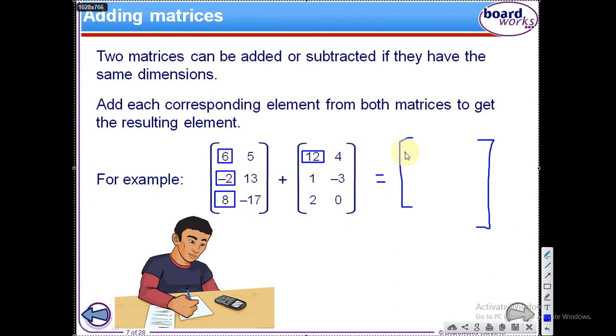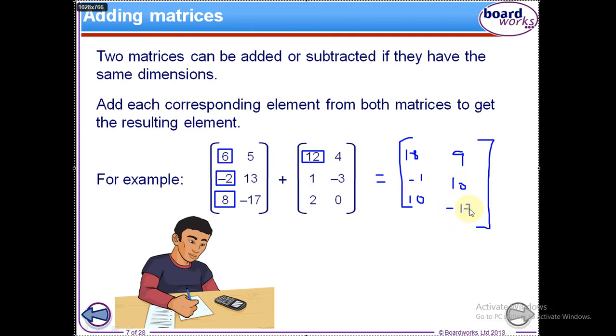6 plus 12 will give us what? 18. Then you have minus 2 plus 1, that is minus 1. Then you have 8 plus 2, and that is 10. So you see that matrix addition is quite easy. Then 5 plus 4, that is 9. 13 plus minus 3, that is 10. Minus 17 plus 0 is minus 17.